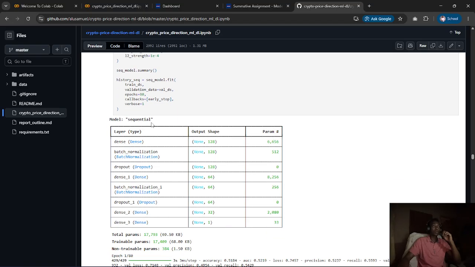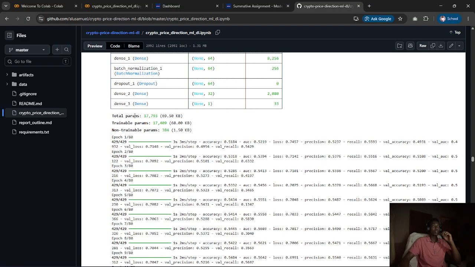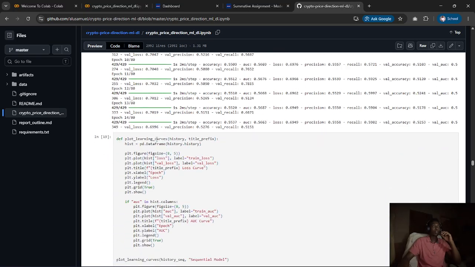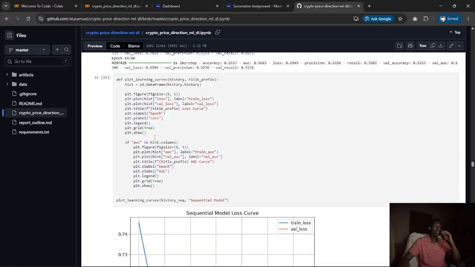So here we have the sequential model. Here, as you can see, all things are listed. We will see the total params, the trainable params, and non-trainable params, as you can see right here. So all of these things operate exactly the way I hoped that they would operate.